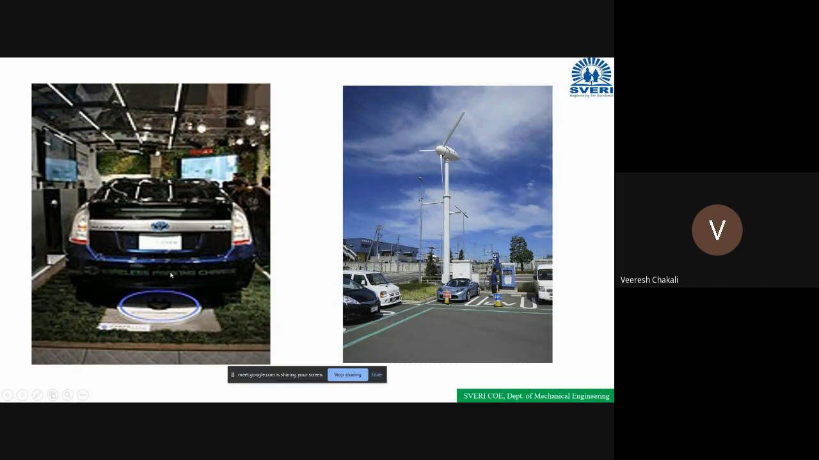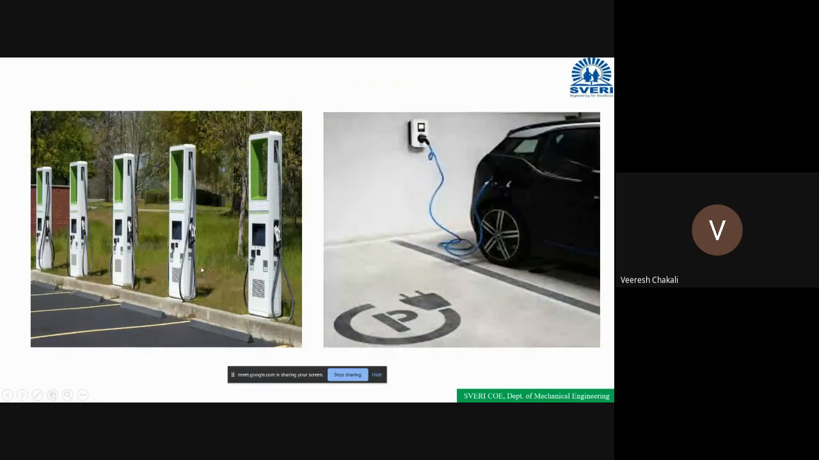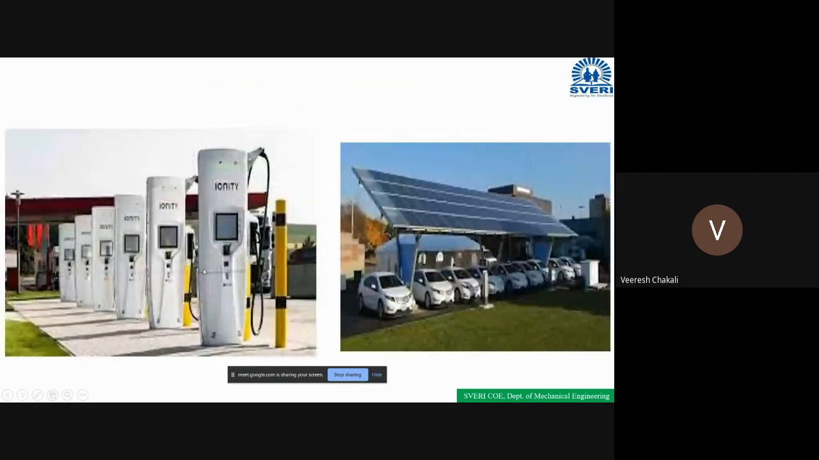So here, all we have to do is take the car and just stand it across this coil. Okay, so automatically, based on the mutual induction principle, the current will flow from this primary coil to the secondary coil which is placed inside the car. So by using the secondary coil we can charge the batteries. Clear? So this is one type of charging. These are the upcoming charging infrastructure in India.